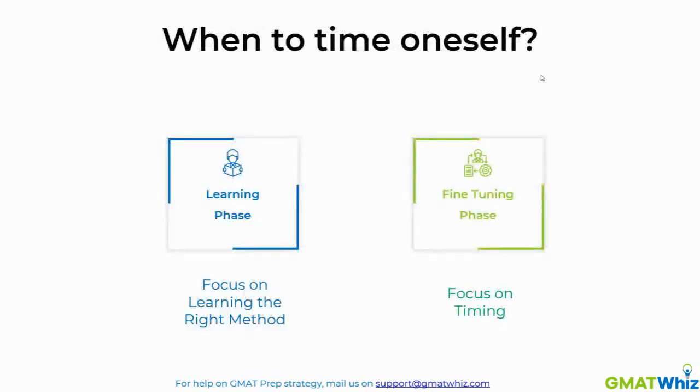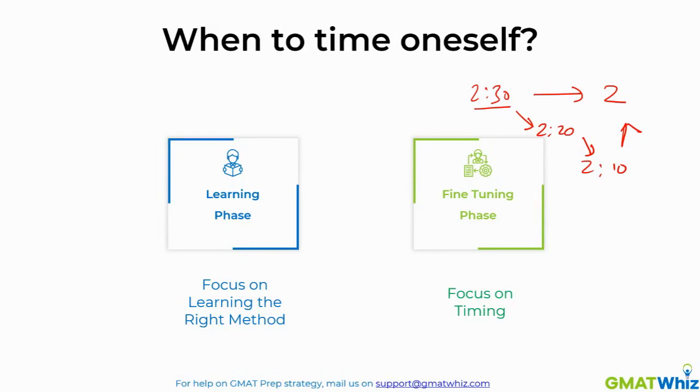For example, if you are taking, let's say, 2 minutes 30 seconds to solve a CR question, and you want to bring it down to 2 minutes, in the fine-tuning stage, bring this down to 2 minutes 20 seconds first, then 2 minutes 10 seconds, and then 2 minutes. So this is what you do in the fine-tuning phase. And why is this important?